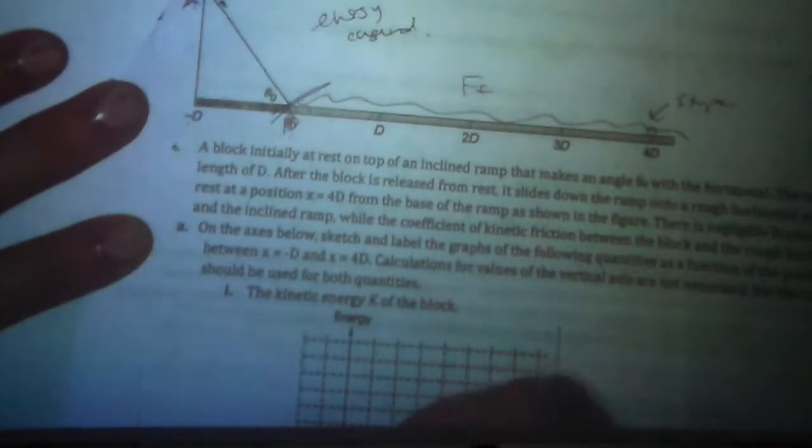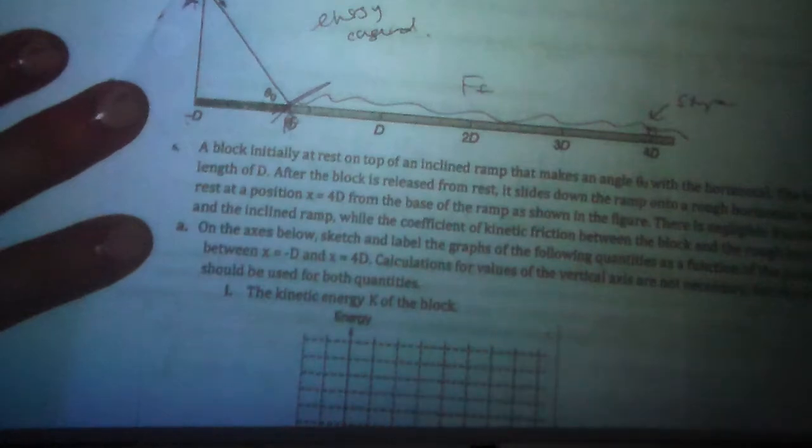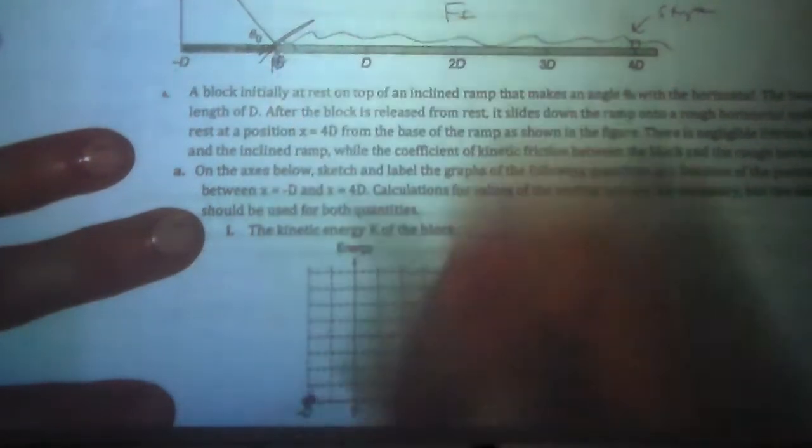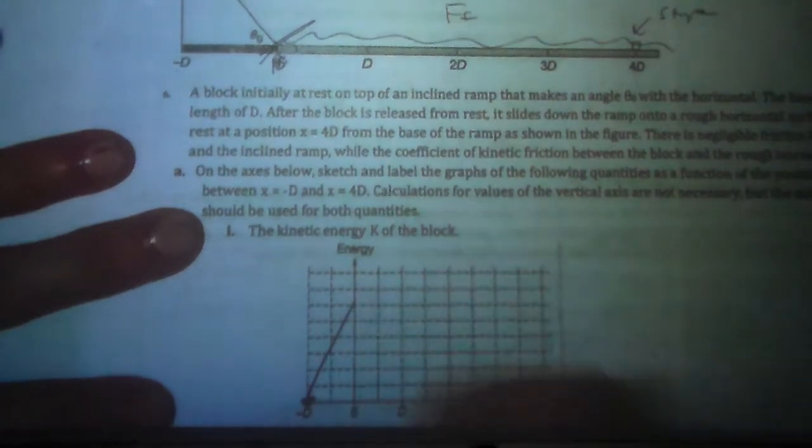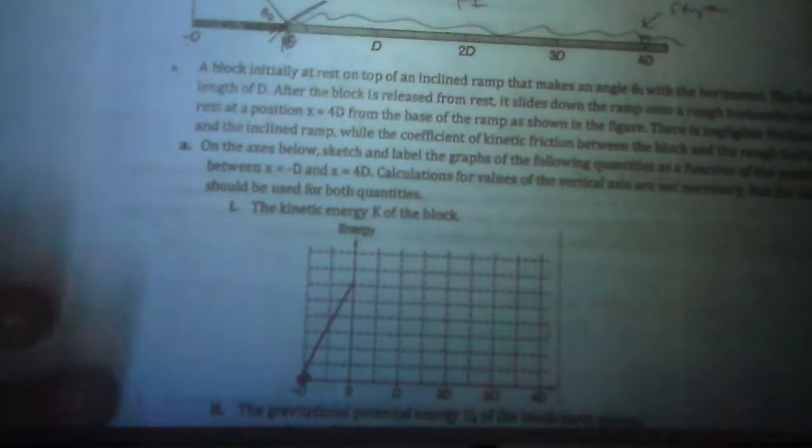And then as it is going down, it's definitely increasing kinetic energy, so I know it should be going up. So I'm just worried about this first section right now. I'm going to have it starting at 0, and I know that I'm gaining kinetic energy as I go down, so I'm going to have it increase all the way up. And then we'll come back to what happens after that.